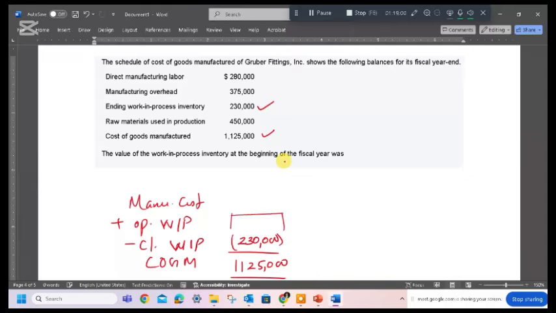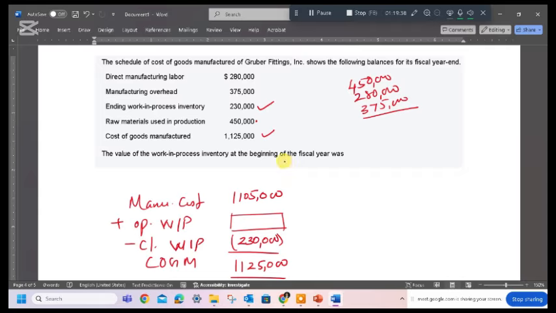This is what they ask us to find. Manufacturing cost, I need to find out. Can find it. Material used given 450. Labor 280. Manufacturing overhead 375. If I add these three, that must be the manufacturing cost. How much is that? 1.105 million.